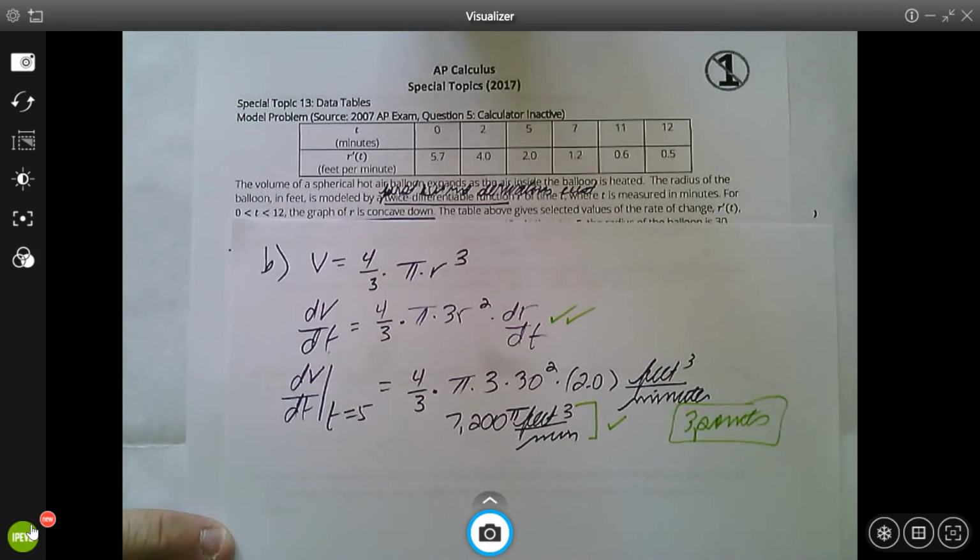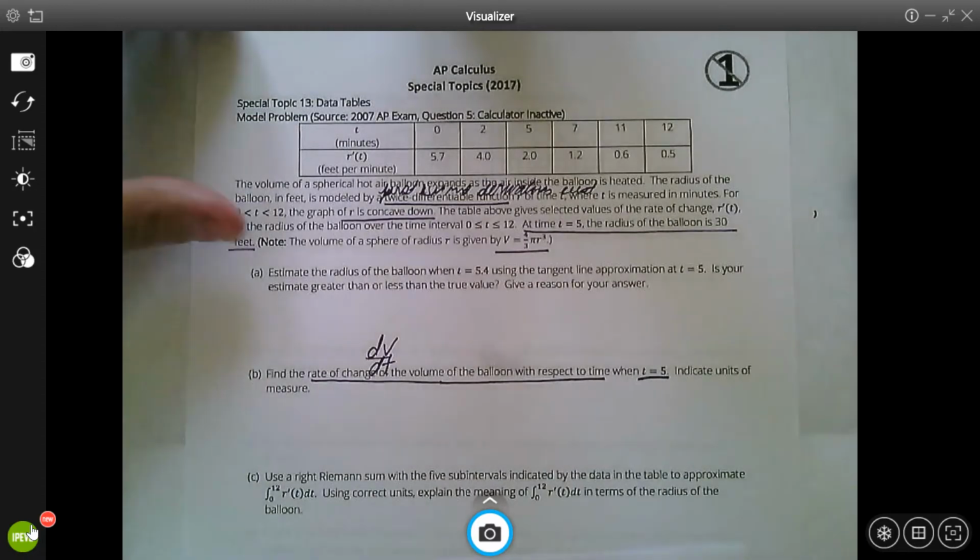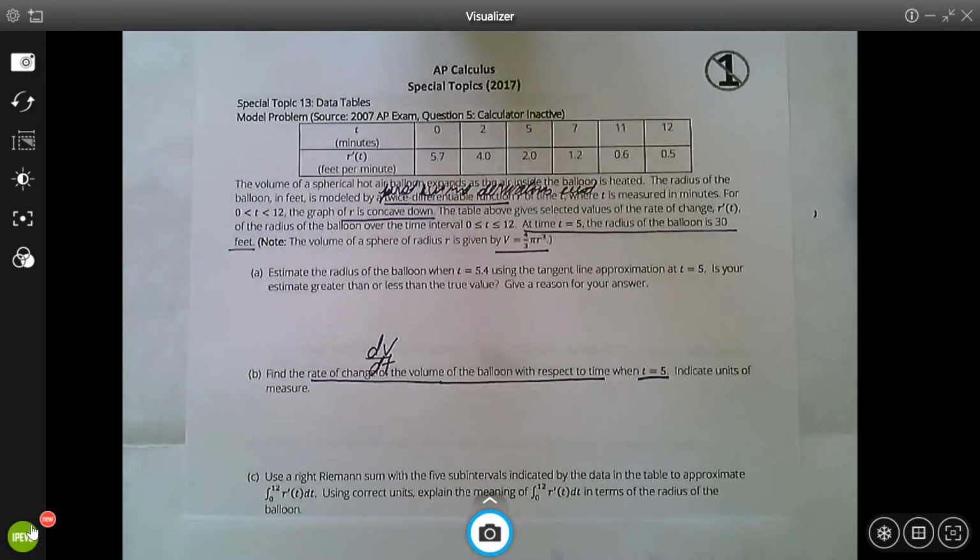Okay, let's keep going. Part C, use a right Riemann sum with the 5 subintervals indicated by the data in the table to approximate the integral from 0 to 12 of r prime of t dt. Then, using correct units, explain the meaning of that integral in terms of the radius of the balloon.